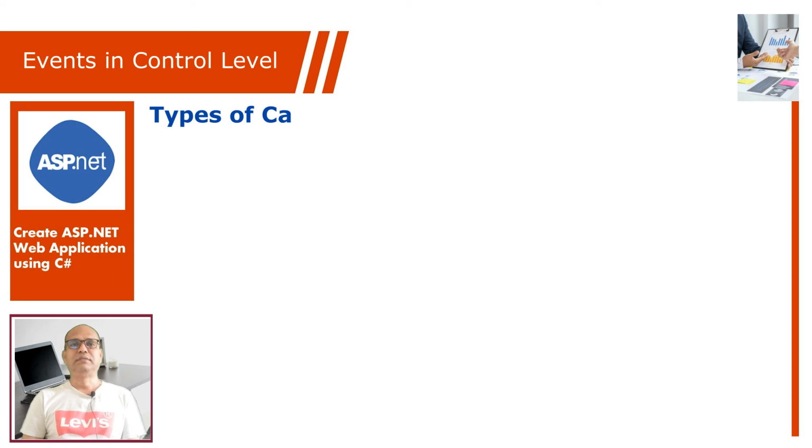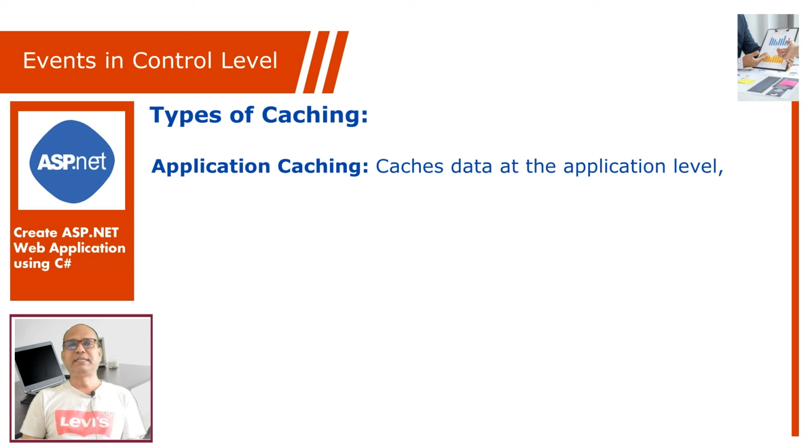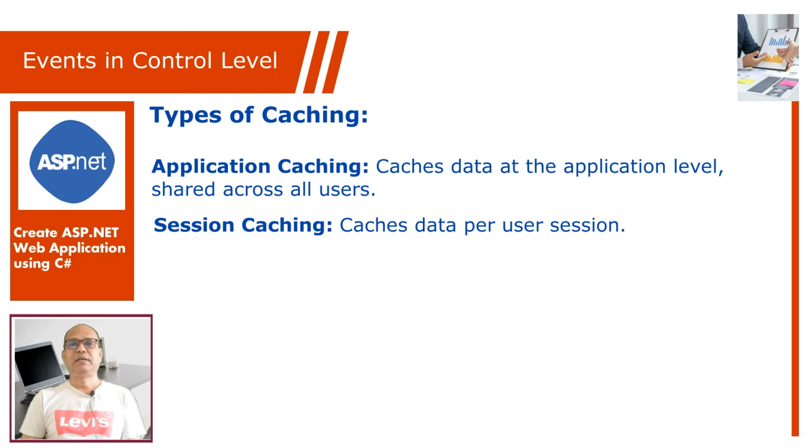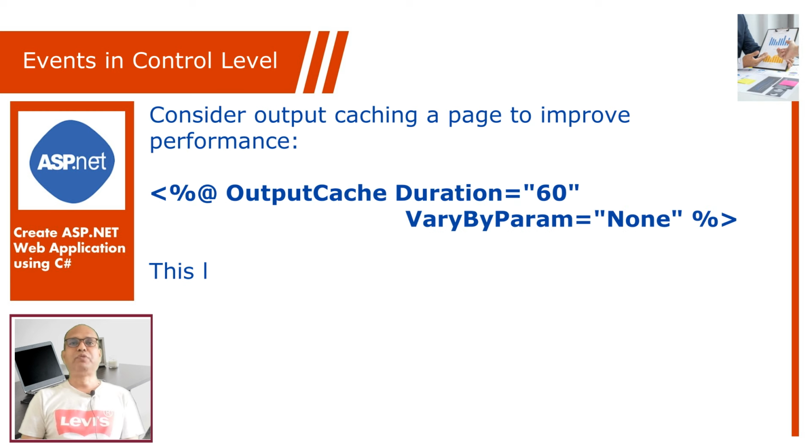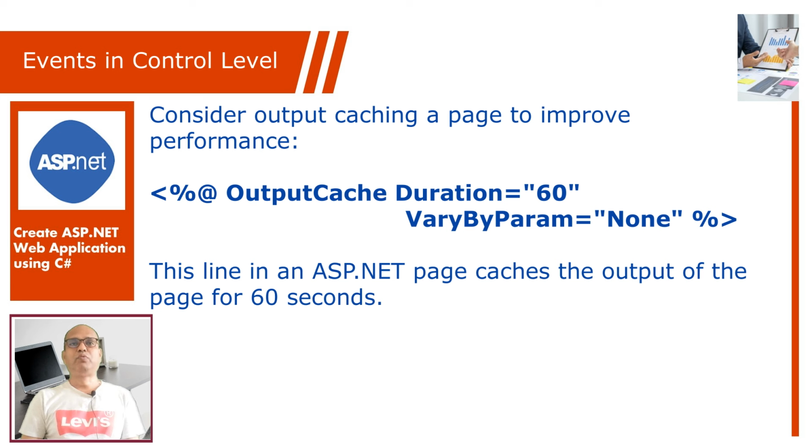Types of caching. Application caching caches data at the application level shared across all users. Session caching caches data per user session. Output caching caches the output of a page or user control to avoid processing. Example of output caching. Consider output caching a page to improve performance. This line in an ASP.NET page caches the output of the page for 60 seconds.